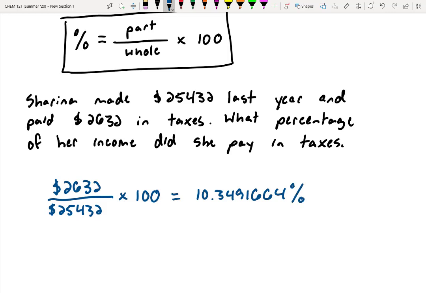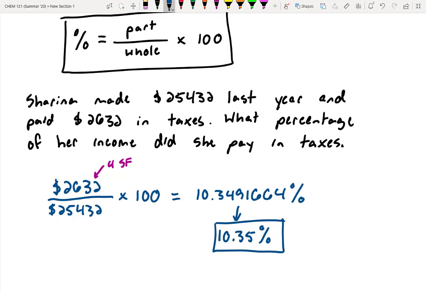However, this is really kind of unnecessary. If you look at our sig figs up here, this had 4 significant figures. The bottom one had 5. So what I would do is change this to 4 sig figs, which would be 10.35. In this case, we're changing this 4 to a 5 because the number immediately following it is a 9, so we need to round that up. So Sharina, based on this story problem, pays about 10.35% of her income as taxes. As you can see, you can do these percentages pretty easily on your own.